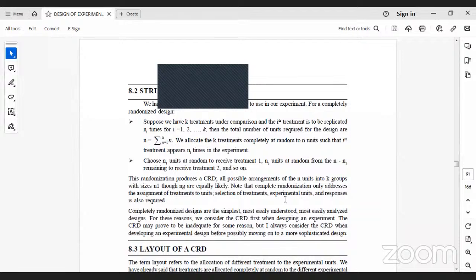Randomization produces a CRD: all possible arrangements of the N units into K groups with sizes N1 through NK are equally likely. Note that complete randomization only addresses the assignment of treatments to units. Selection of treatments, experimental units, and response is also required. Completely randomized designs are the simplest, most easily understood, and most easily analyzed designs. For these reasons, we consider a completely randomized design first when designing an experiment. The CRD may be inadequate for some reason, but always consider the CRD when developing the experimental design before possibly moving on to a more sophisticated design.